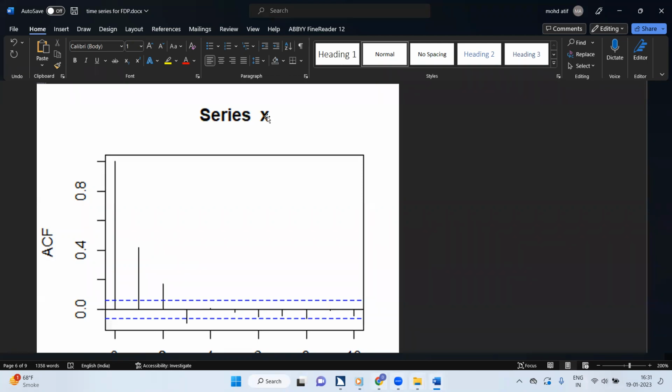Similarly, we can make a plot called the partial autocorrelation function. That is the same plot. The only thing is that we are controlling the impact of intermediate autocorrelations, intermediate lags. Okay? If we control the impact of intermediate lags, it becomes the partial autocorrelation function.